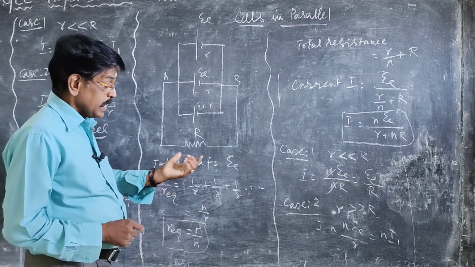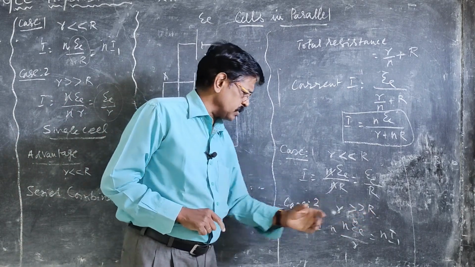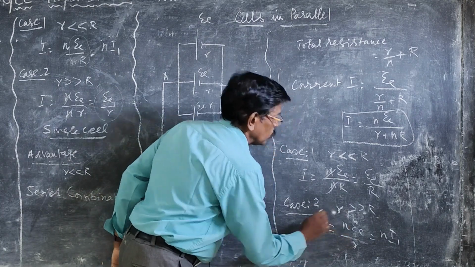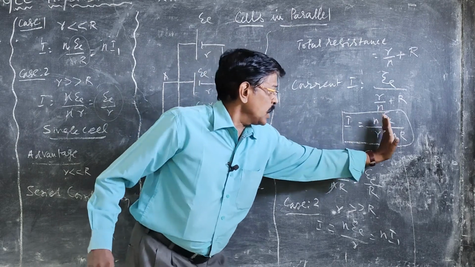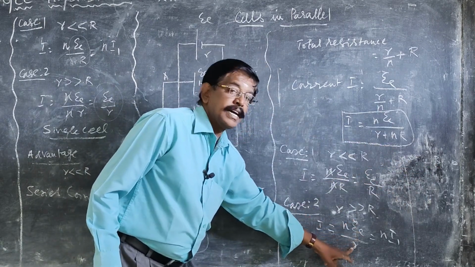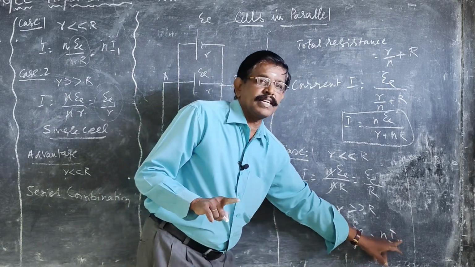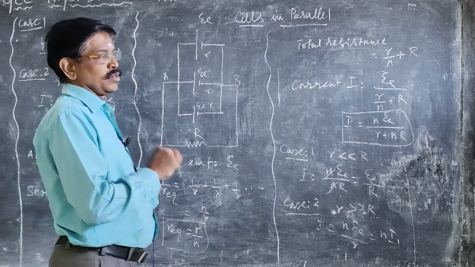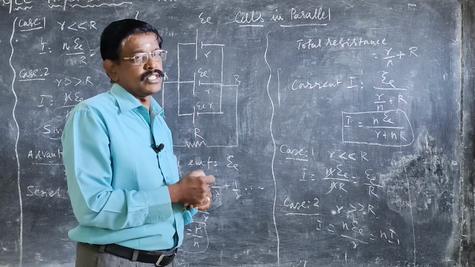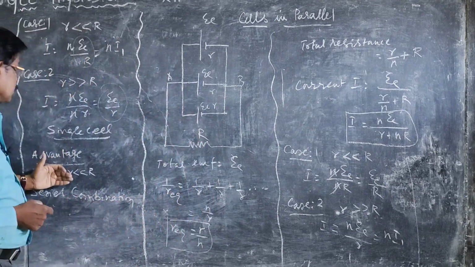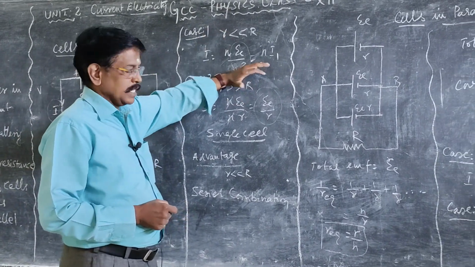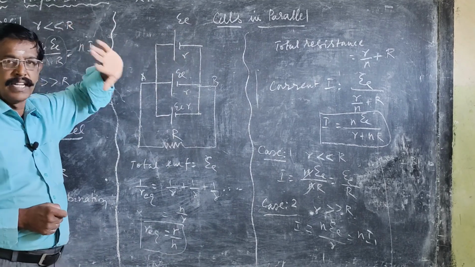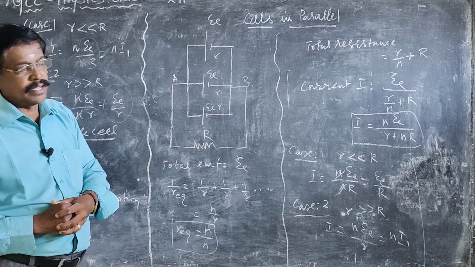Look at case number 2. Suppose internal resistance is very much greater than capital R, the external resistance. Internal resistance is a high value. Then I equals n psi by nr, where R can be neglected. Small r comes. So psi by r is the current given by the single cell. So n times the current given by the single cell. So this is the advantage. So depending on the internal resistance we have to decide whether it should be connected in series or in parallel. If the internal resistance is very much less, series combination is best. If the internal resistance is greater, we have to connect only in the parallel way. This is the conclusion we are getting from this formula.